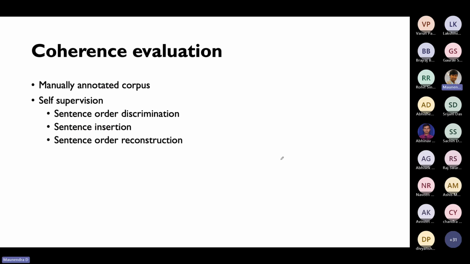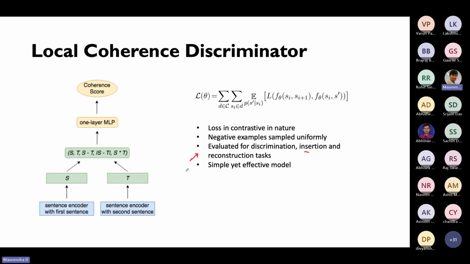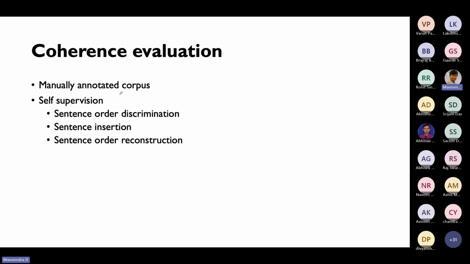Now, given that we have a model for local coherence judgment estimation or discrimination, how do we evaluate the performance of that model? One way is very simple: using a manually annotated corpus. The other could be using self-supervision, where each of the tasks that I mentioned can also be used for evaluating this kind of coherence.